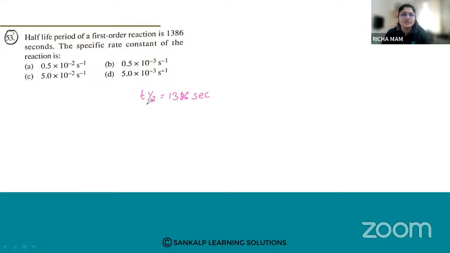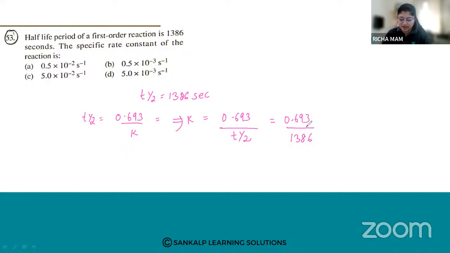For a first order reaction, we know that t half = 0.693/K. Now we have to calculate K. So K = 0.693/t half. It is how much? 0.693, and your t half is 1386. See, calculate how much. It will be 0.693 divided by 1386.